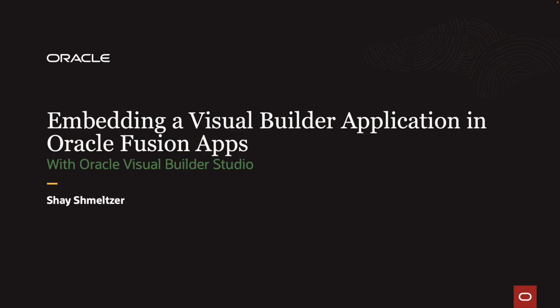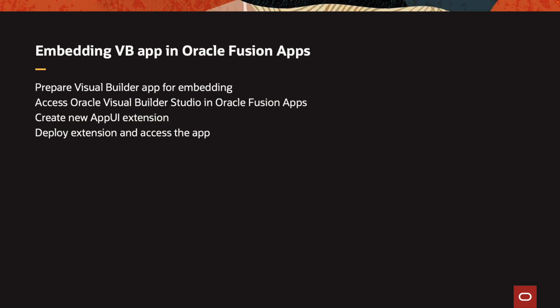Welcome to this demonstration of embedding a Visual Builder standalone application inside Oracle Fusion Apps using Visual Builder Studio. My name is Shai Schmelzer. In this demonstration, we'll show you how to take an existing Visual Builder application and prepare it to be embedded inside Fusion Apps. We'll then show you how to access Visual Builder Studio in your Fusion App instance, create a new AppUI extension and use an iframe to reference the Visual Builder app, and then deploy the extension and access it directly from the Fusion App menus.